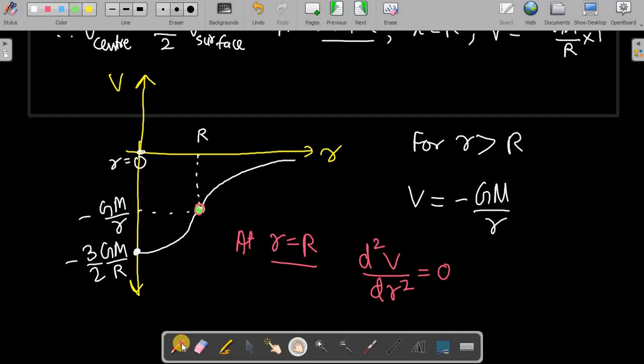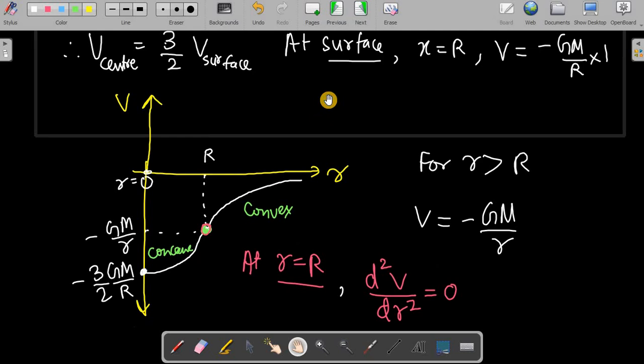Sometimes they may ask about it because the shape is changing, right? Just before that point the shape is concave, and after that the shape becomes convex. Okay. So this is an important result, right? Okay. Then let us go to the next.